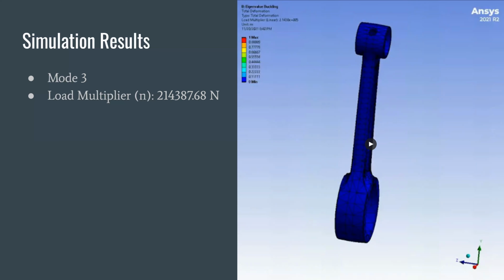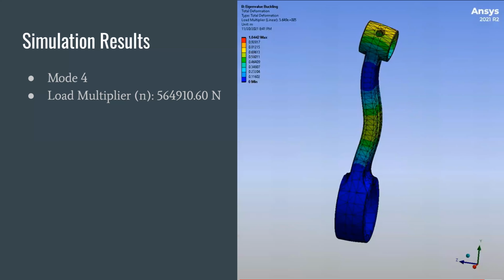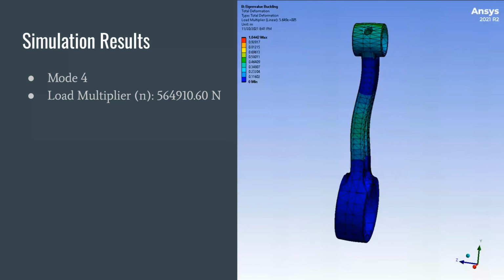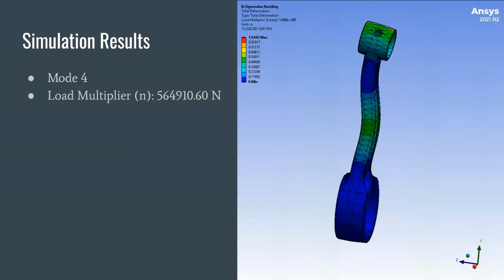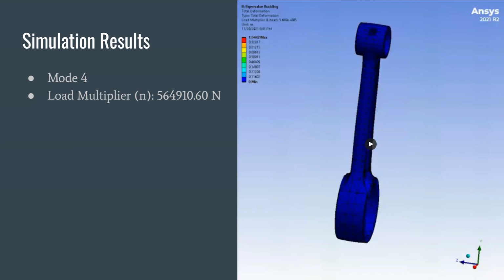As for mode 4, in the next slide we find that we are getting a much larger load multiplier, and we can see the actual buckling in the graphical representation. Here also the rod connecting the pinholes has the maximum stress concentration and the maximum deformation. Also, the pinhole will be deformed as the load multiplier increases.